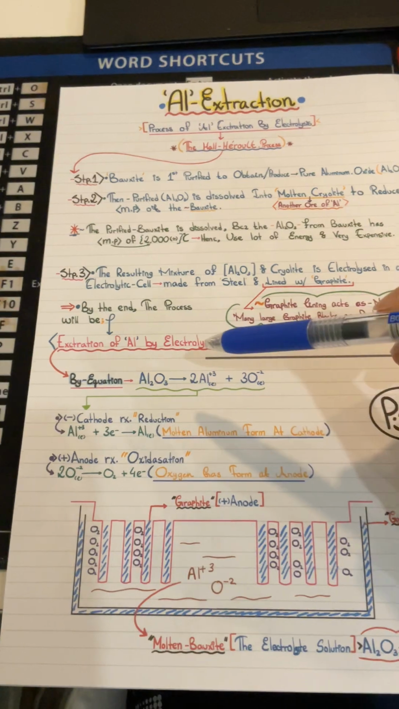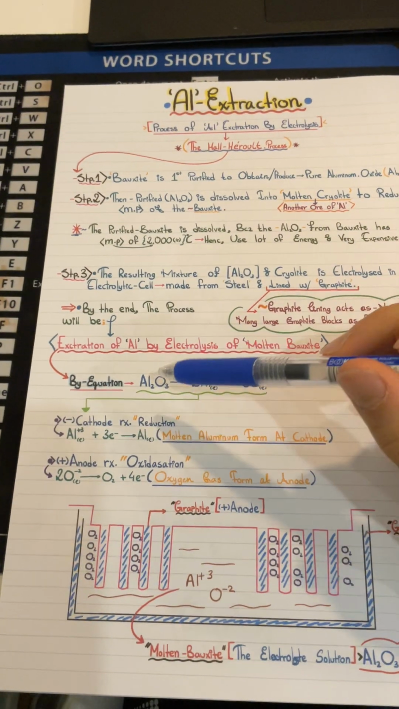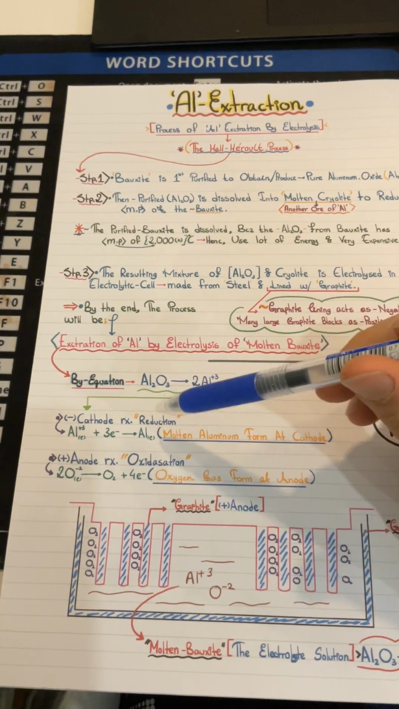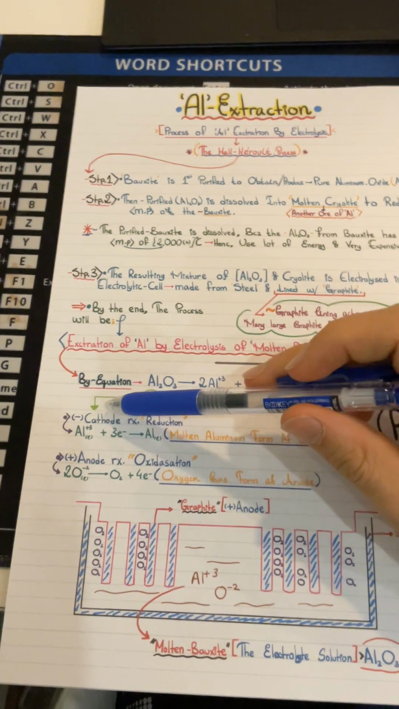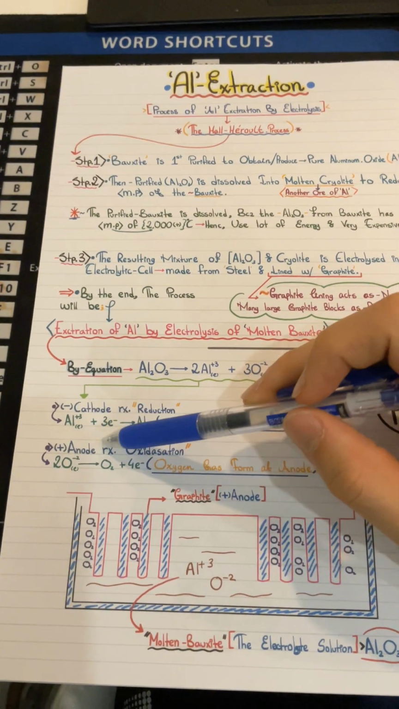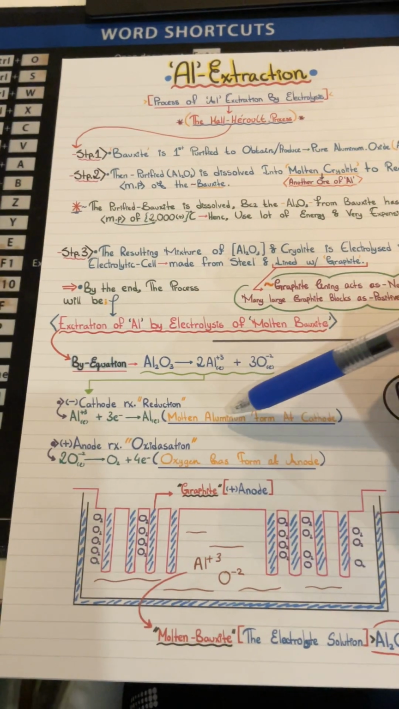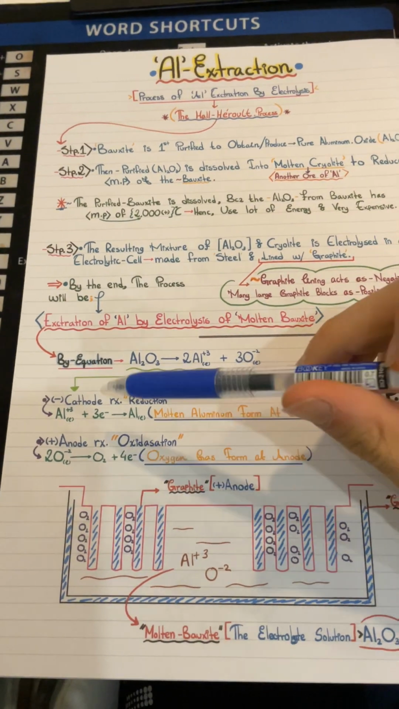So it will go to the cathode. What happens at the cathode? Reduction, gain of electrons in the reactant side. Aluminum plus 3 will gain 3 electrons in the reactant side, so molten aluminum is formed at the cathode.